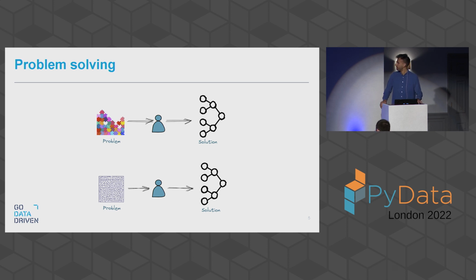Secondly, I work for Go Data Driven. It's a data and machine learning consultancy. Therefore, we are very lucky to work on a range of projects with different companies, different technologies, different use cases. And so it's nice to develop a holistic view of how data projects are executed in different companies.